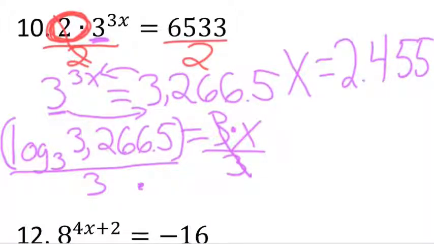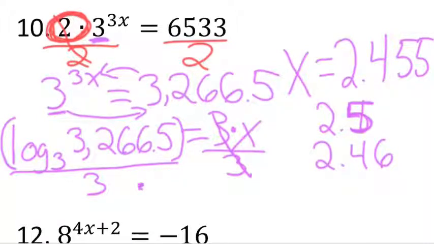2.455. Now, I've told you multiple times, but I'll tell you again as a reminder, I'm okay with whatever decimal place you want to round to as long as it's not a whole number. So for number 10, you could have put 2.5, you could have put 2.46, or exactly what I had put. You could not have just rounded to a whole number and put 2. That would not have been acceptable. As long as you round to a decimal place, I'm okay with it.